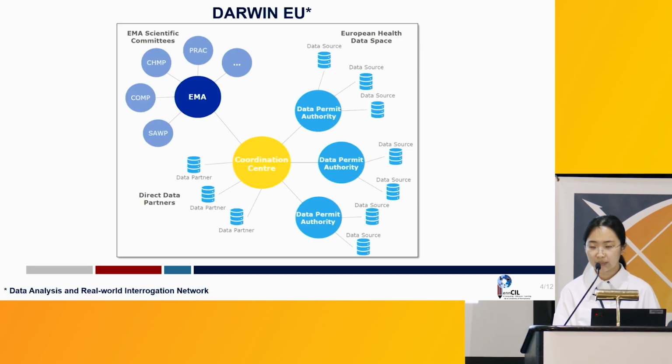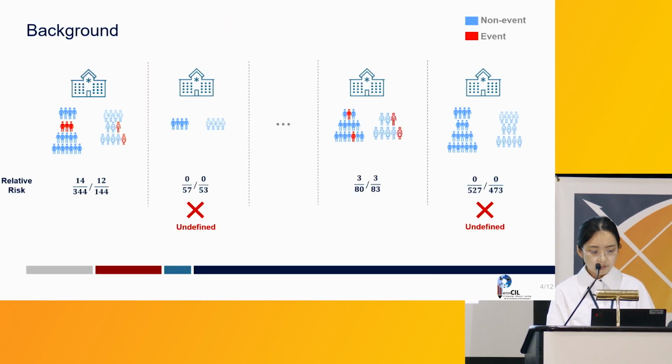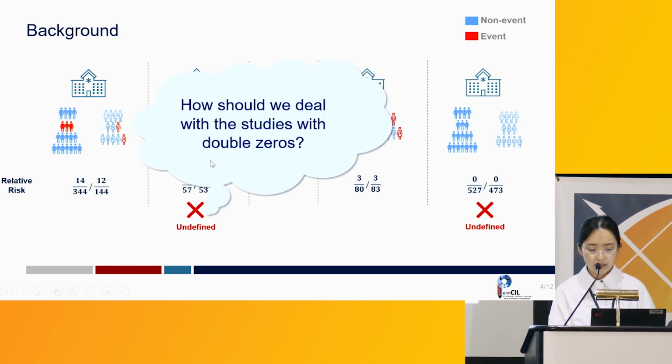For example, the Darwin EU, as we've seen in the previous presentations, is a federated data network consisting of many healthcare databases across the European Union. And they typically have smaller cohort sizes, making them especially likely to encounter double zero studies. The problem is, double zero studies create challenges for estimating commonly used effect size measures, such as relative risk and odds ratios, due to the division by zero error. So the question then is, how should we deal with the studies that had no events?